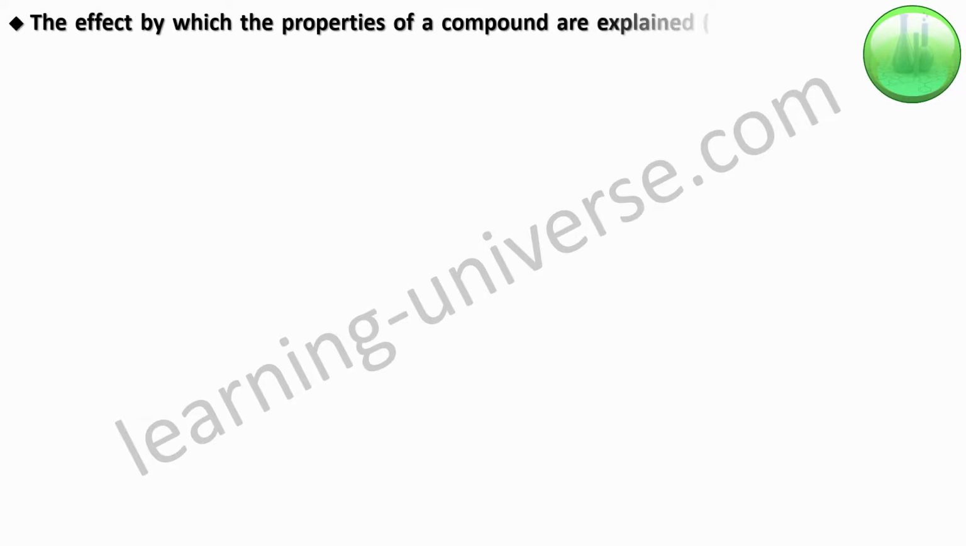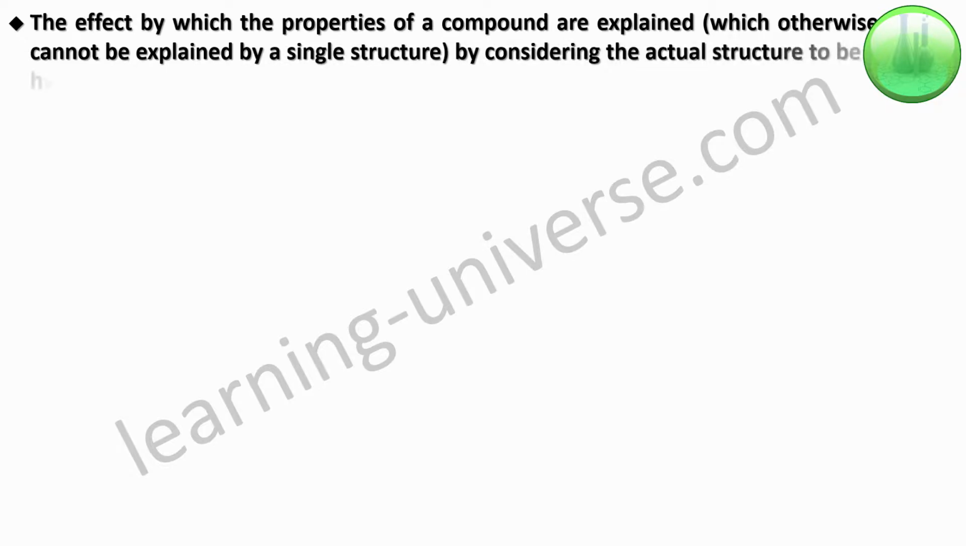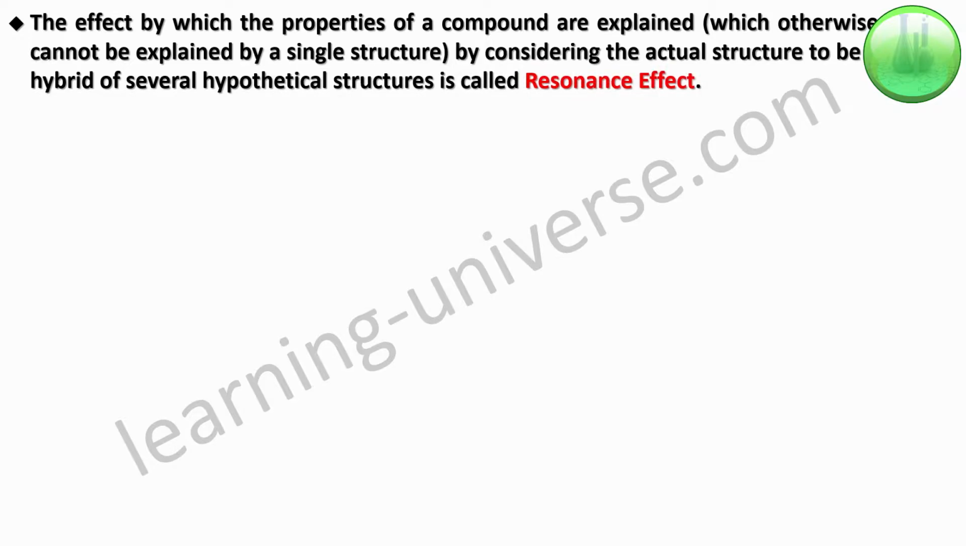Okay, so the first thing that we need to understand: the effect by which the properties of a compound are explained, which otherwise cannot be explained by a single structure, by considering the actual structure to be a hybrid of several hypothetical structures, is called resonance effect.